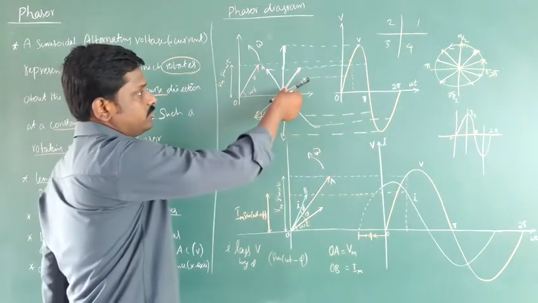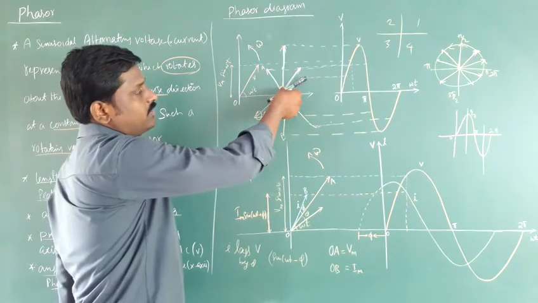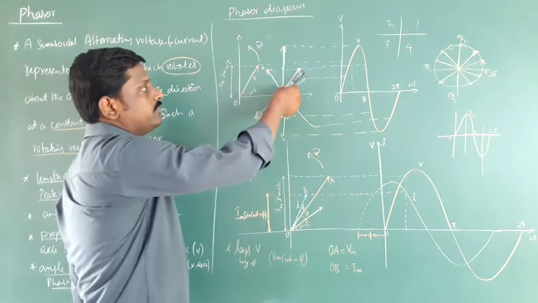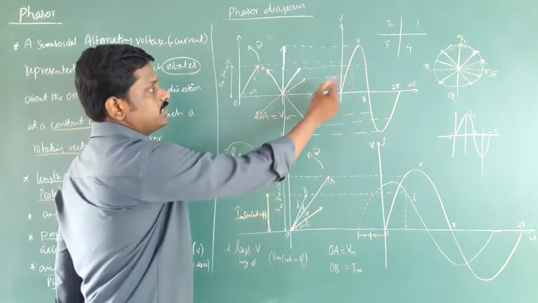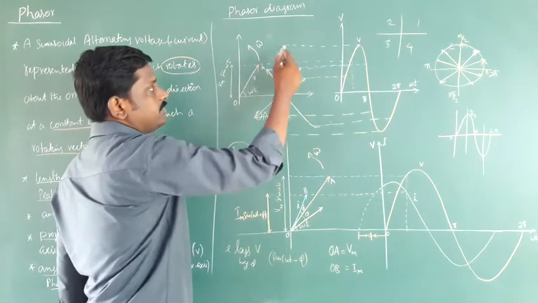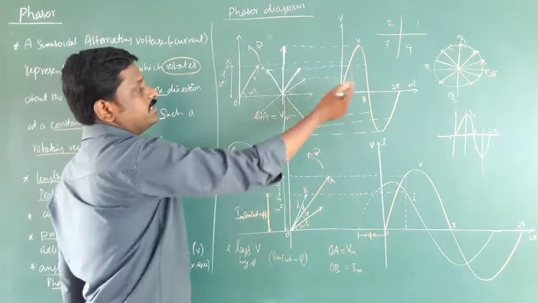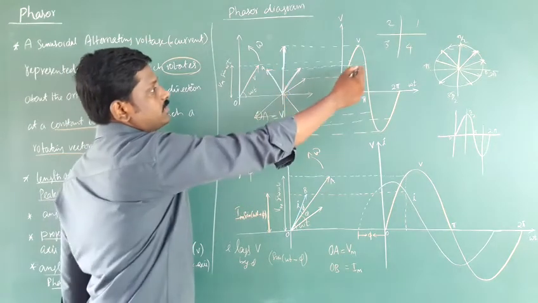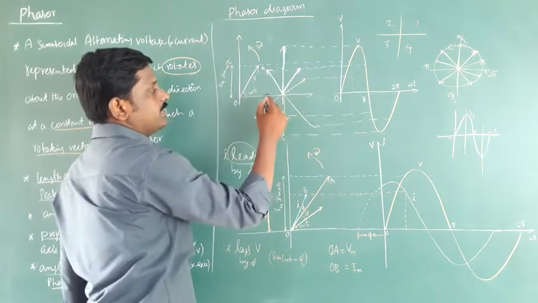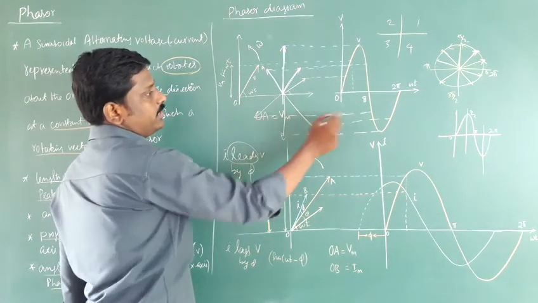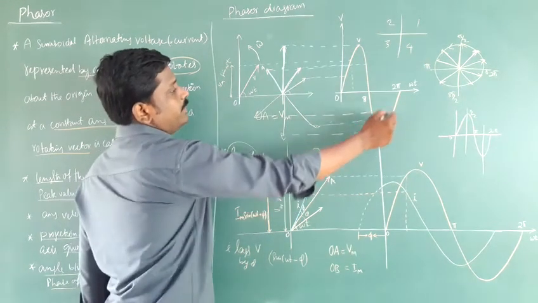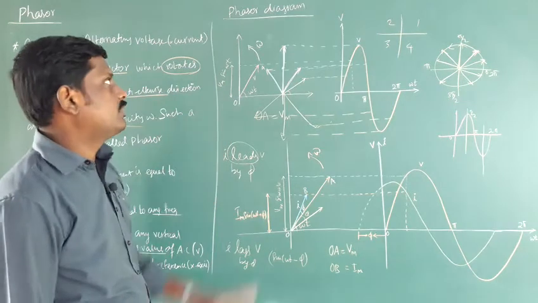At first it is in the first quadrant. The circle has four quadrants. In the first quadrant, what is the value? Again it rotates. At this instant, what is the value? At this instant, what is the maximum value? Again it rotates in the anticlockwise direction into the second quadrant, pi by 2 to pi. Then again it rotates, pi to 3 pi by 2. Again it rotates, 3 pi by 2 to 2 pi. So that is the working principle of the phasor.